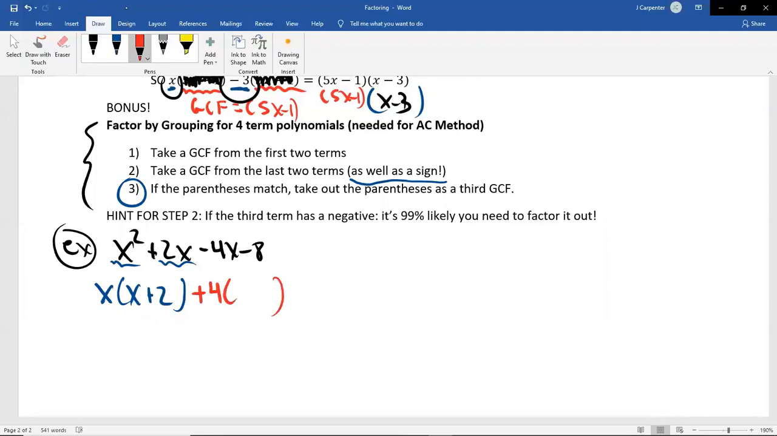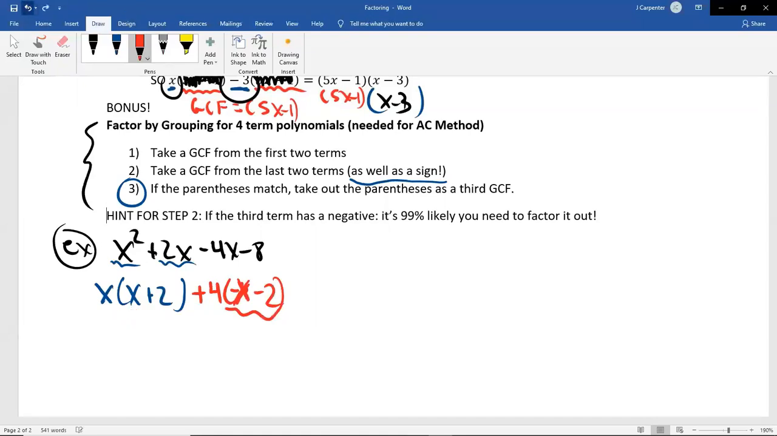Watch your signs. This is negative 4x divided by positive 4, which is negative x. I was trying to write a 4 there, and that's not what it is. It's negative x. And then negative 8 divided by positive 4 is a negative 2. This and this are not the same. But you might notice they're almost the same. They have the same x and 2, but different signs.